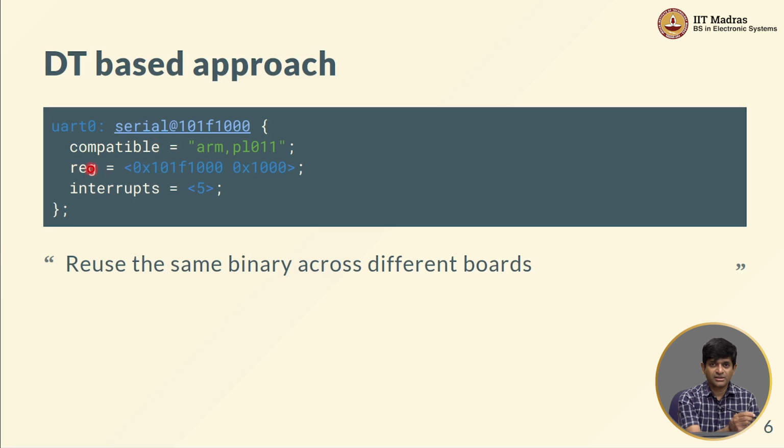The reg entry over here tells us exactly about the starting address, and rather than giving the ending address, it gives you the size, the window size corresponding to this particular memory map that we have over here. And finally, the interrupts, we can just provide a number out here and say, okay, this is the interrupt which is connected to this particular device.